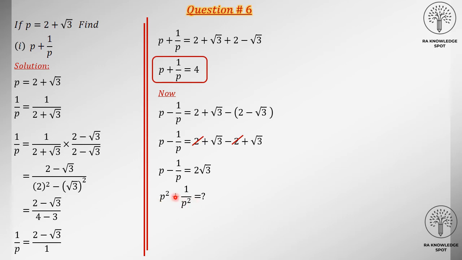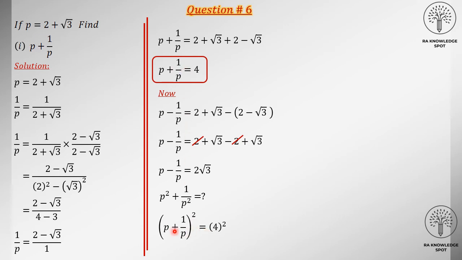Now we have to find p square plus 1 by p square. As you know that this is a positive sign, you just guess by yourself how you can go towards this step and how you can solve this. Dear students, you can see this is the information that p plus 1 by p is equal to 4. We are going to use this information, because right now this is not a question, but this is the information in this question.